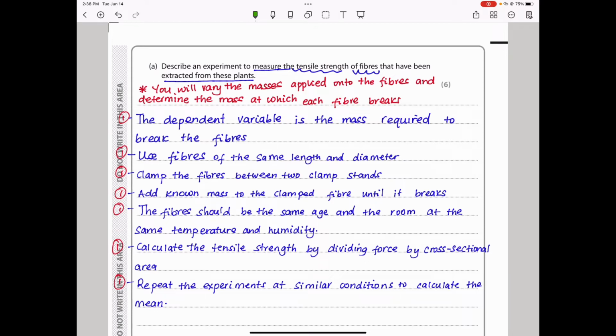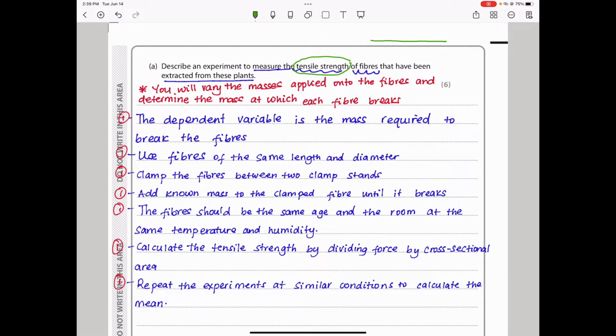It says, describe an experiment to measure the tensile strength of fibers that can be extracted from these plants. So if you want to measure the tensile strength of fibers, you have to make sure the fibers extracted from the different plants are going to be of the same size. If it's length, let them be of the same length, let them be of the same thickness, and if possible, let them be of the same mass. The only difference is that these fibers are from different materials. So you keep all the other variables constant and only concentrate on the different types of materials the fibers have come from.